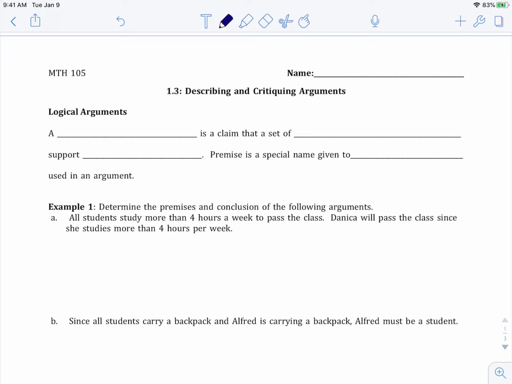So a logical argument is a claim that a set of one or more premises support a conclusion. Premise is a special name given to a proposition.